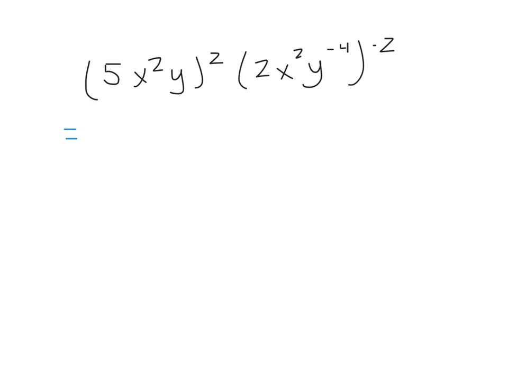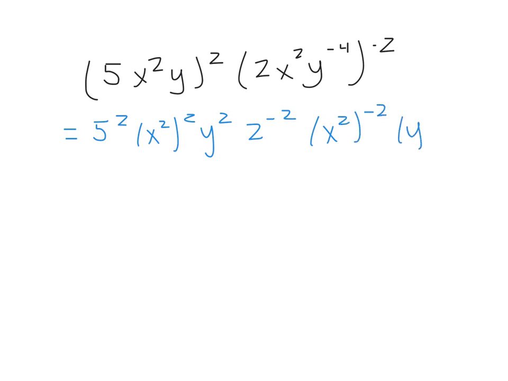Okay, we're going to multiply exponential expressions. First, let's simplify each of those terms that are in parentheses by distributing the exponent on the outside. So that'll become 5 squared, x squared squared, y squared. And for the next one, we're going to have 2 to the negative 2, x squared to the negative 2, and y to the negative 4th to the negative 2.